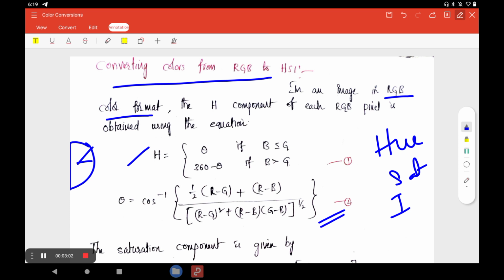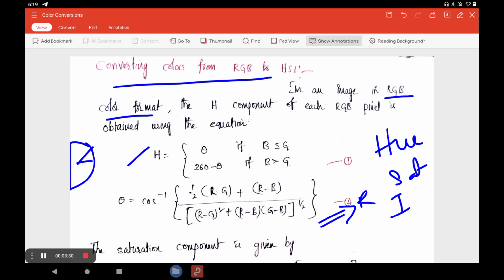This is purely related to the red axis. It is very important. With respect to the red axis we are finding this value. Hue describes a pure color. Hue represents a pure color. Theta is nothing but the angle made by the corresponding color with respect to the reference plane.